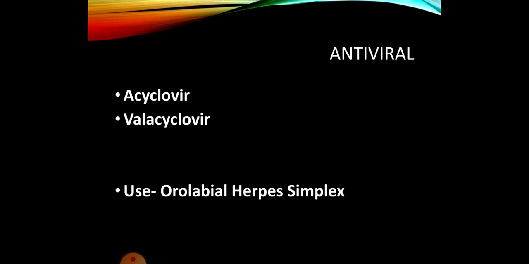So these are the drugs. Valacyclovir is a prodrug of acyclovir, and acyclovir I have already mentioned. Use is in orolabial herpes simplex, genital herpes simplex, herpes zoster, and chickenpox. The dose is only modified in case of renal dysfunction or renal compromised patients, and it is comparatively a safer drug in pregnancy. It's basically a pregnancy category B drug.